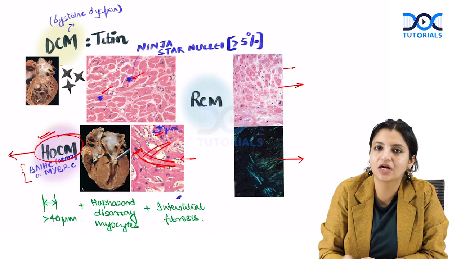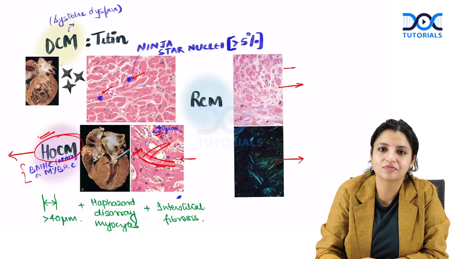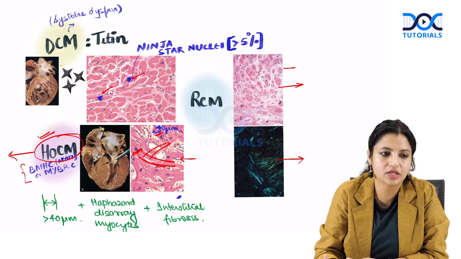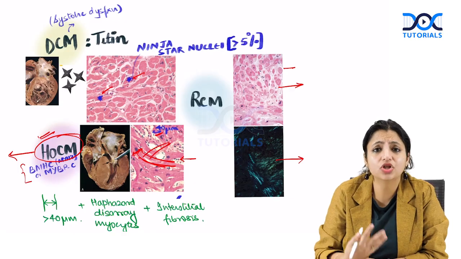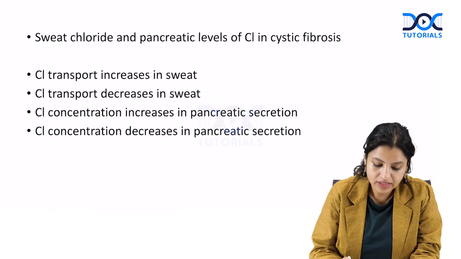Okay, so these are three cardiomyopathy images together which can be asked in your exams. So that's your cardiomyopathy questions which you should remember. The ninja star was an update that came up in the new edition of Robbins, so everybody should be super clear with that, right? Okay, so let's come to the next question.